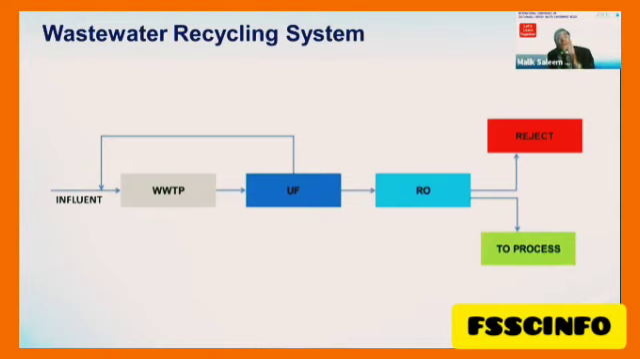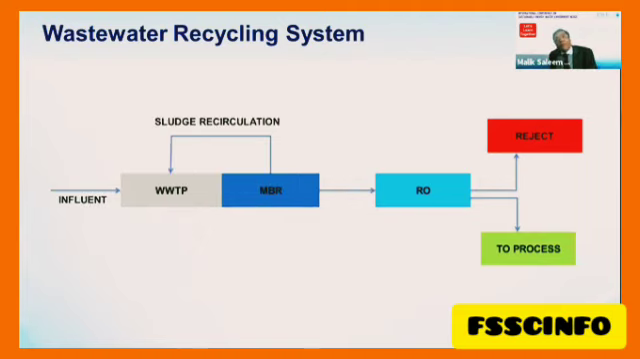And this is wastewater recycling. And how do we recycle the wastewater? This is the general concept. We have a wastewater treatment plant, then we have ultrafiltration, and then we have RO. From RO, we have two streams. One goes to process use, and the other goes to reject, which is to be disposed of in an appropriate manner. An alternative scheme is that if you install an MBR based wastewater treatment plant, then you don't require the ultrafiltration system in this scheme.